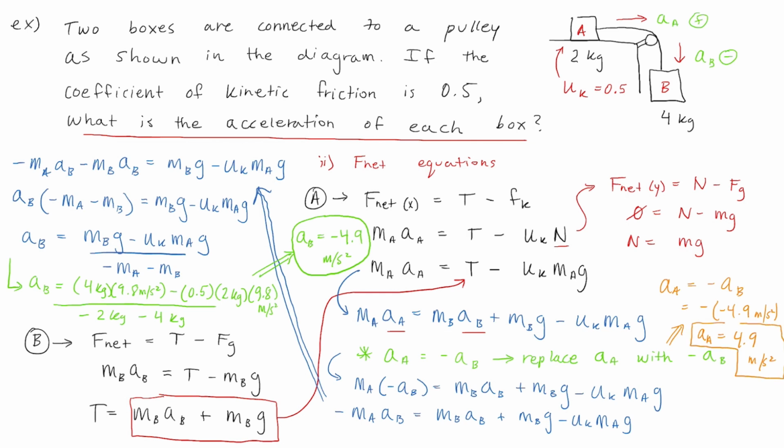So you can see that both boxes have an acceleration with the same magnitude, but opposite directions. And that's how you answer a forces question when the objects are connected to a pulley.